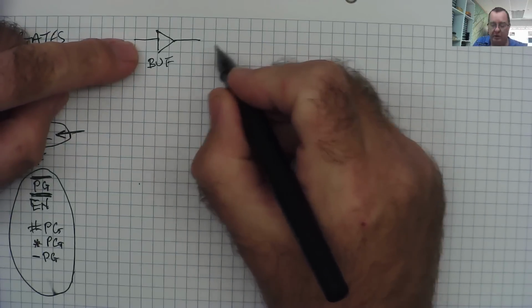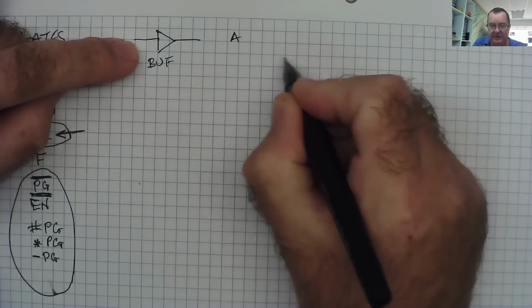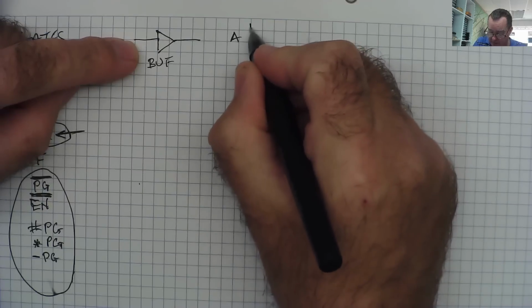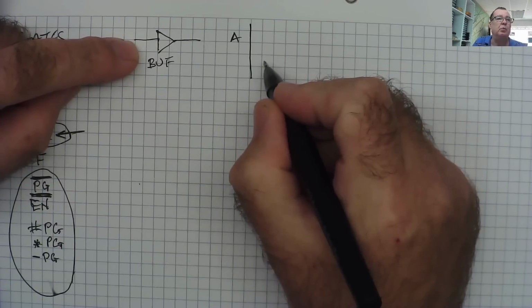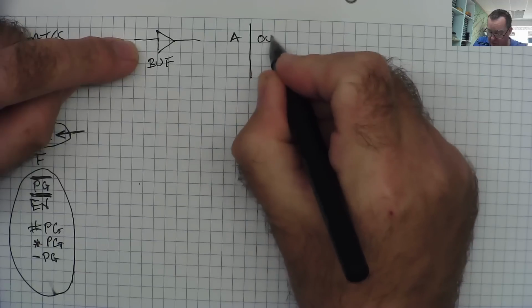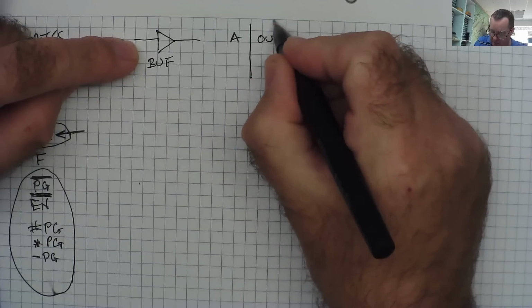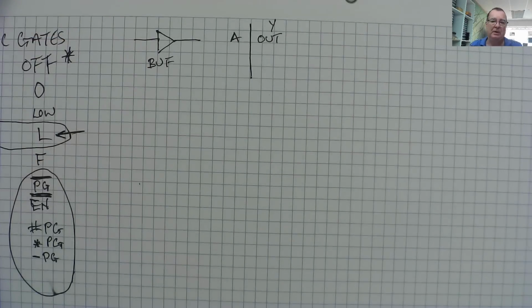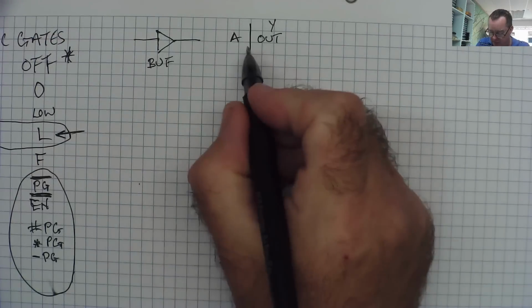This circuit has one input. We'll call it A, for reasons we'll see in a minute. It has one output, and we'll call it out. This is quite commonly sometimes called Y, for reasons not best known to myself, okay?